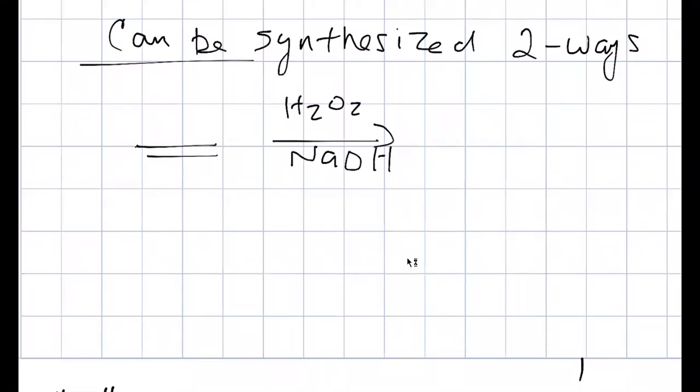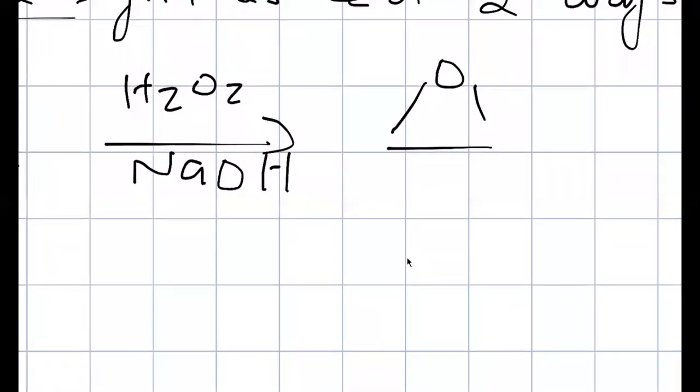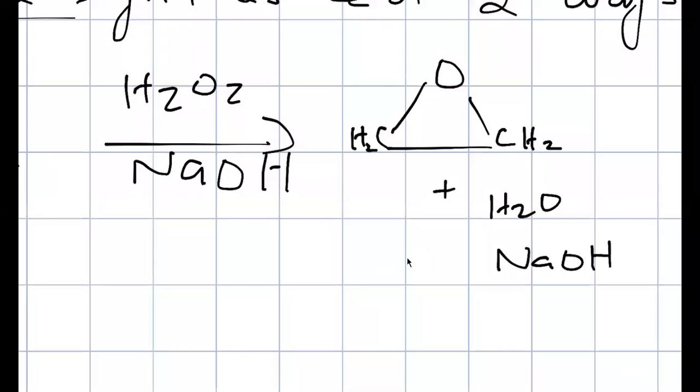When you do that, what you get is an epoxide, right? So let me zoom in on that so I can fix it. Right, you get an epoxide where these are your two carbons that were in the alkene. All right, and then you get water and sodium hydroxide on the other side as well.